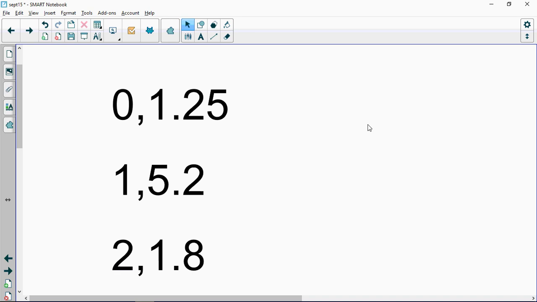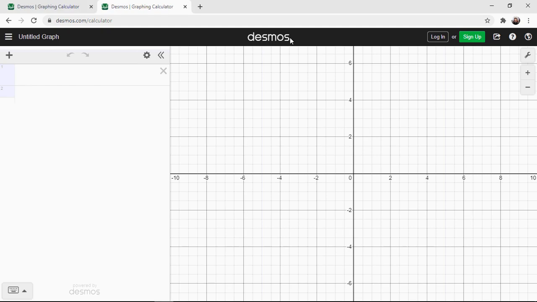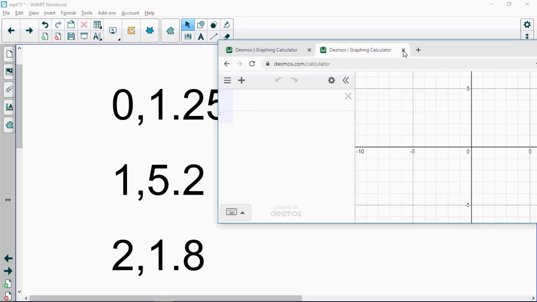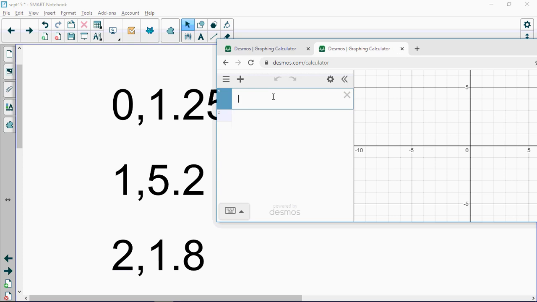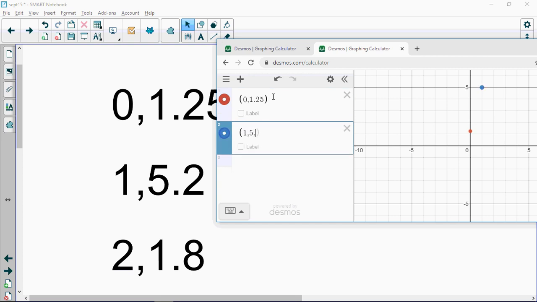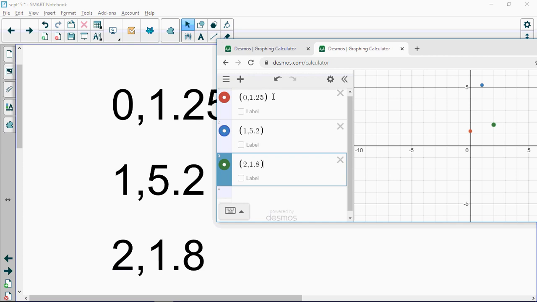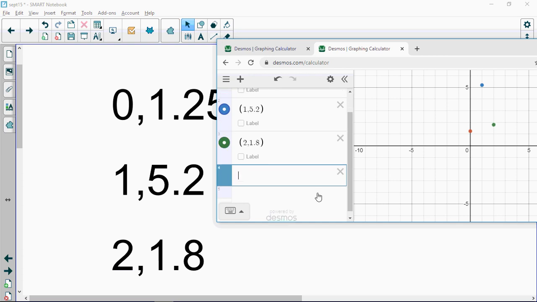And I'm now going to put all of these points into Desmos. So I've got (0, 1.25), I've got (1, 5.2), and I've got (2, 1.8). Now we're going to try and find the equation of a parabola that's going to fit these 3 points. Obviously it's upside down, so I'm going to have something with a negative x.